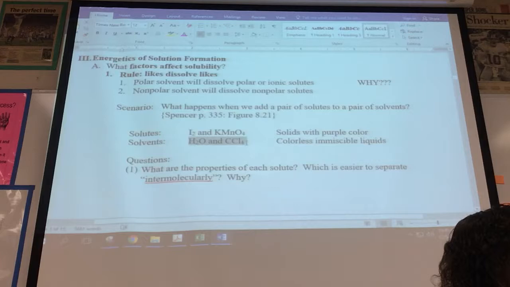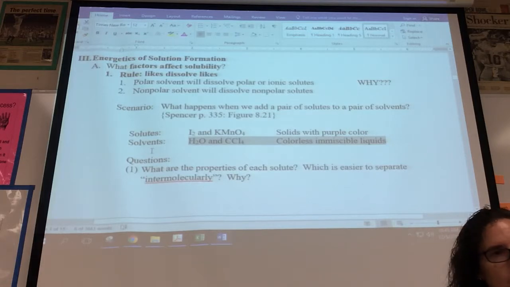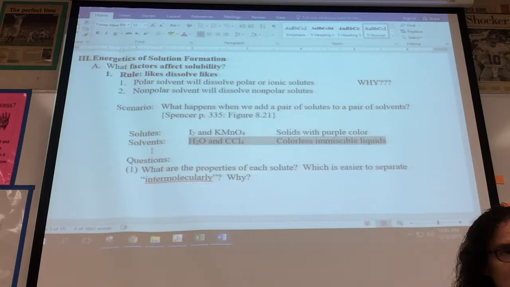Let's take a look at two colorless immiscible liquids. What does immiscible mean? It can't mix together. IM means not. Miscible is mix. So these don't mix together. That is, if you do mix them, they will layer on top of one another. All right?